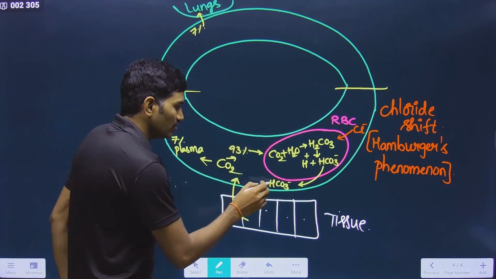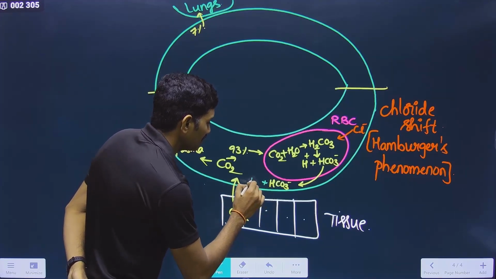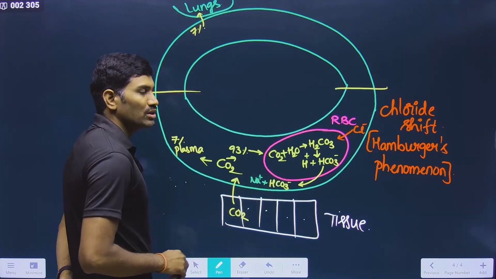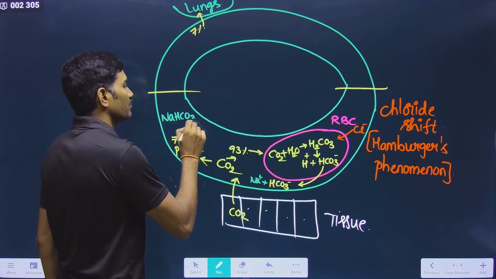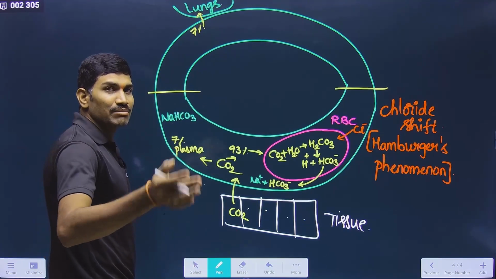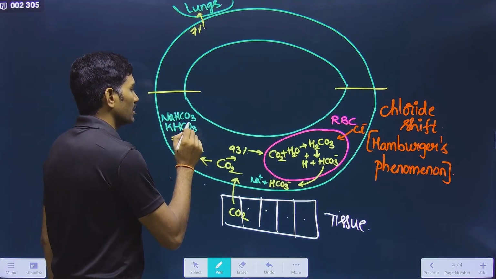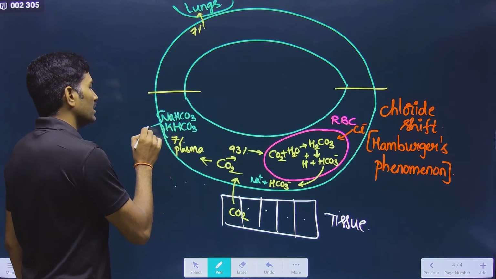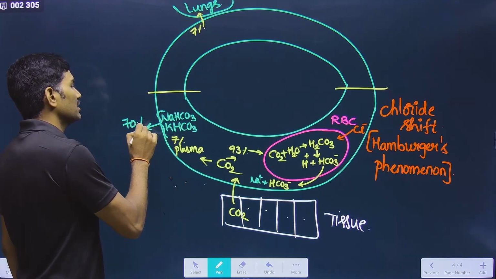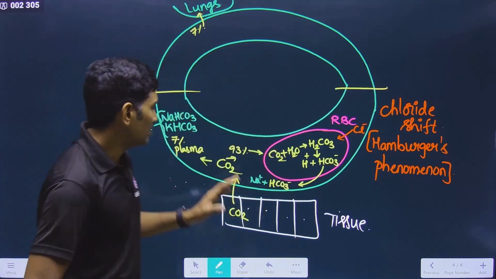Clear? And now this HCO3 minus can combine with Na plus, so that it will form sodium bicarbonate, NaHCO3. Yes or no? Suppose it is combining with potassium, it will form KHCO3, potassium bicarbonate. So in this way, in the form of bicarbonates, 70% of CO2 is transported. This is what they are saying.